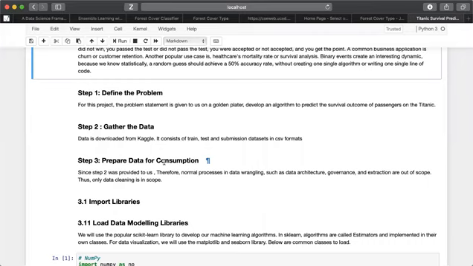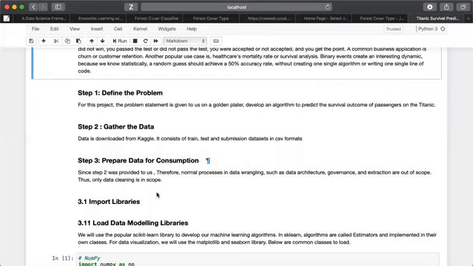Coming to step 3, the data from Kaggle has already been through data wrangling and everything, and it has a proper data architecture. Therefore, we don't have to do the majority of the steps involved in preparing the data. However, we have to do a certain kind of data cleaning because there are some missing values.